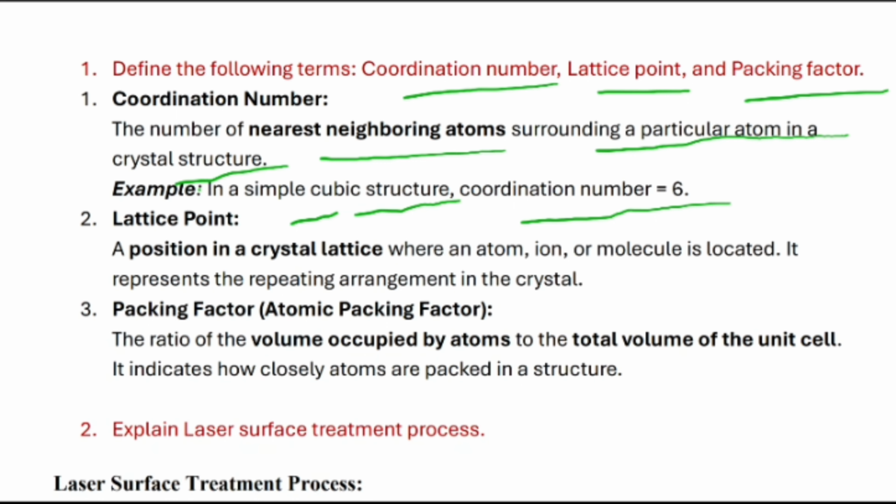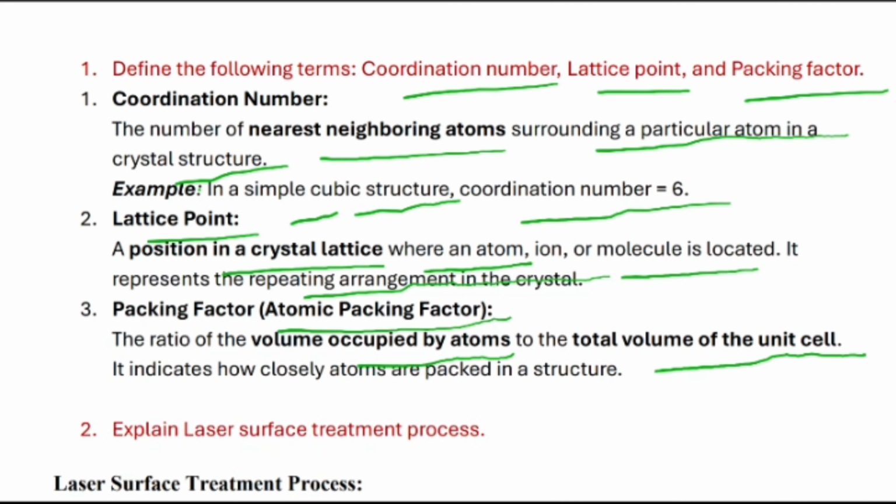Coming to the lattice point, it is a point, a position in a crystal lattice where an atom, ion, or molecule is located, representing the repeating arrangement in the crystal. That we call a lattice point. And next is packing factor, also called the atomic packing factor. It is the ratio of the volume occupied by atoms to the volume of the unit cell. This packing factor indicates how closely atoms are packed in a structure.